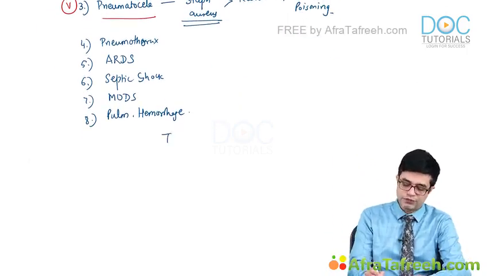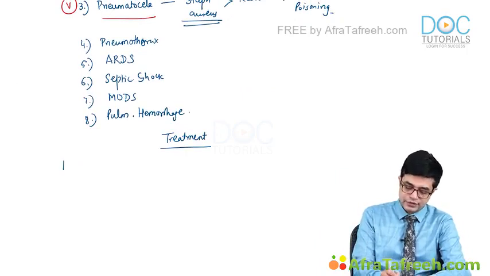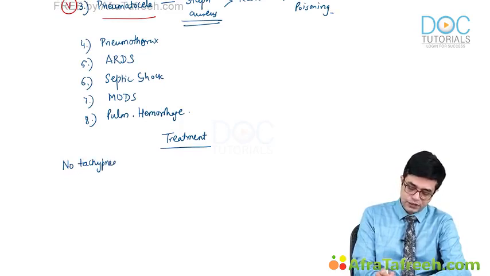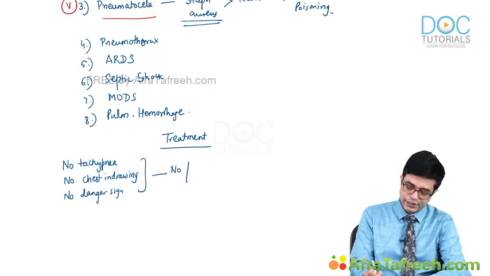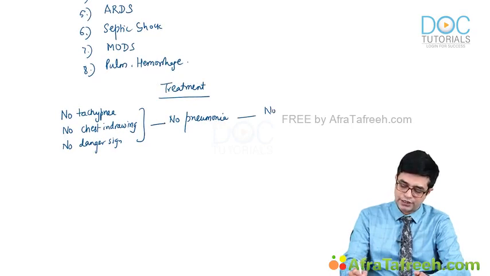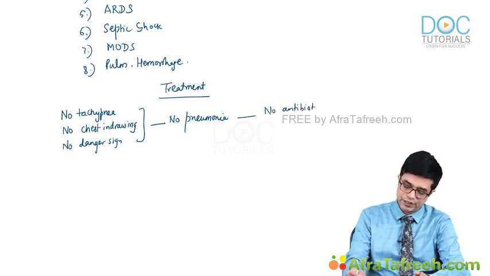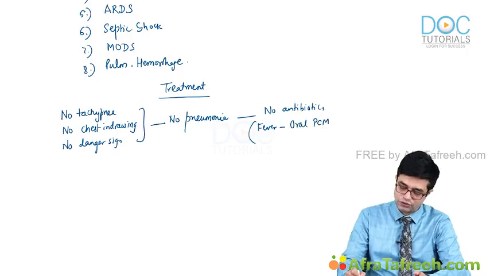Now coming to the treatment of childhood pneumonias, treatment is very straightforward. If there is no tachypnea, no chest indrawing, and no danger sign, none of them is present, there is no pneumonia. It is simply called an upper respiratory infection, cough and cold. No antibiotics are needed. For fever, you can give oral paracetamol or acetaminophen in a dose of 10 to 15 milligram per kg body weight per day.